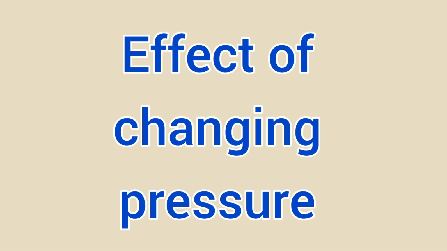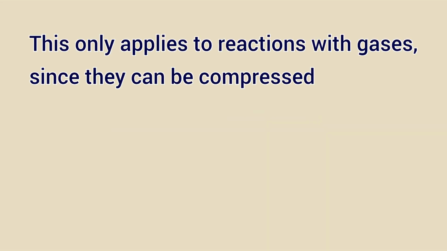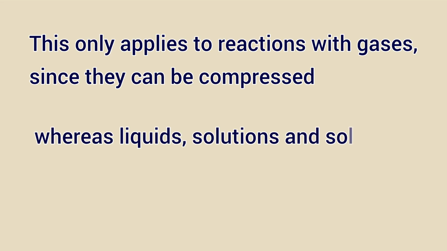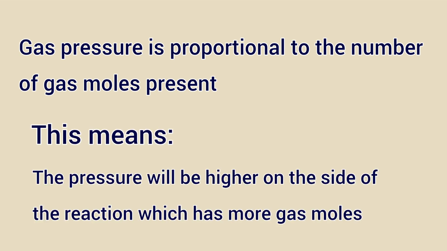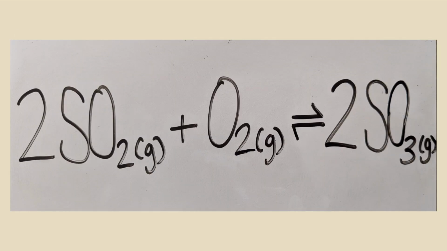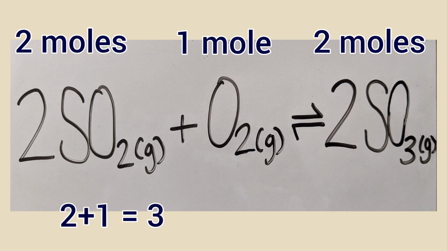Next, let's look at the effect of change in pressure. This only applies to reactions with gases, since they can be compressed, whereas liquids, solutions and solids cannot. Gas pressure is proportional to the number of gas moles present. This equation shows that 2 moles of sulfur dioxide react with 1 mole of oxygen to form 2 moles of sulfur trioxide. There are 3 gas moles altogether on the reactant side and 2 gas moles on the product side.